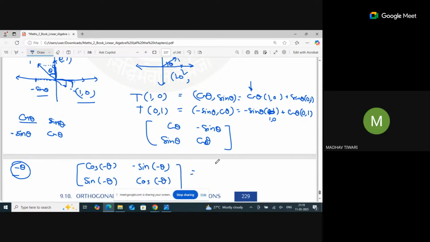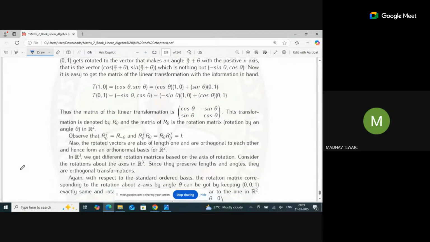So if I do this, what will I get? Cos theta, sine theta, minus sine theta, and cos theta. So it is nothing but the transpose of this matrix. The earlier matrix, it's just its transpose. So if A is my transformation matrix, then the matrix for minus theta will be equal to A transpose. The same thing is explained here.